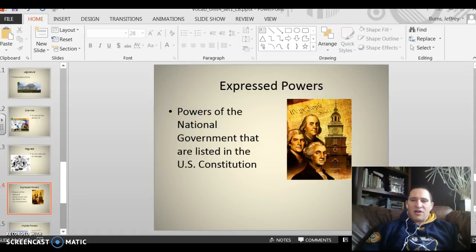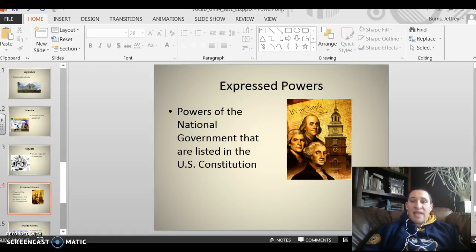The first one is our express powers. And these are powers given to the national government, and they're listed in the Constitution. Declare war, regulate interstate trade, approve the budget, etc. Okay, these are things that are given to the national government. Only the national government can deal with foreign nations. Okay, only the national government can create a currency, things of that nature, things that unite the states, and not everything is uniform from state to state.